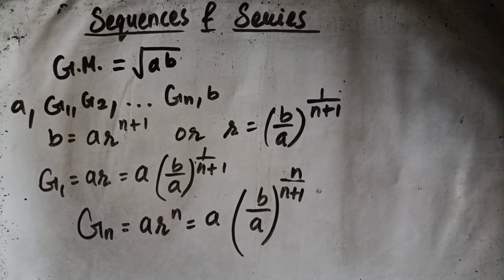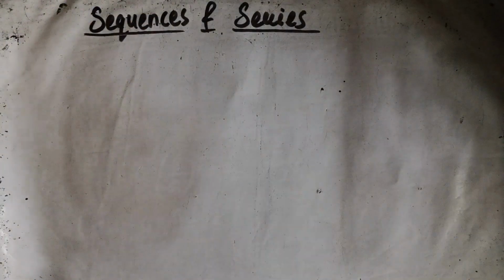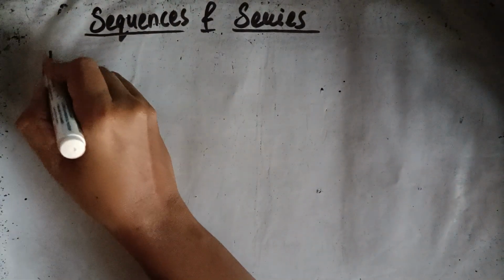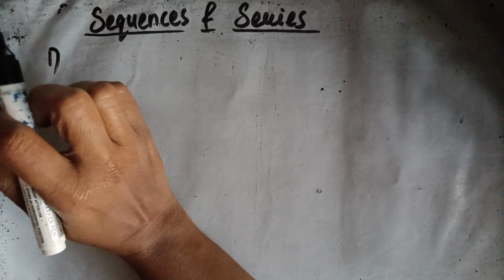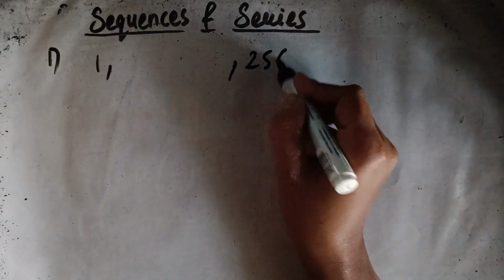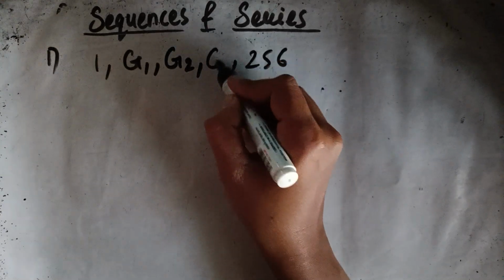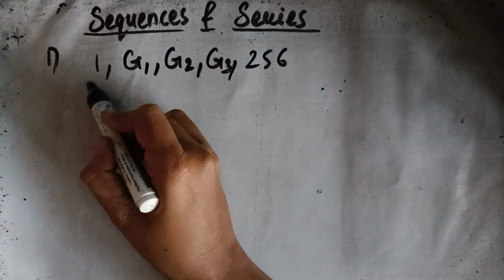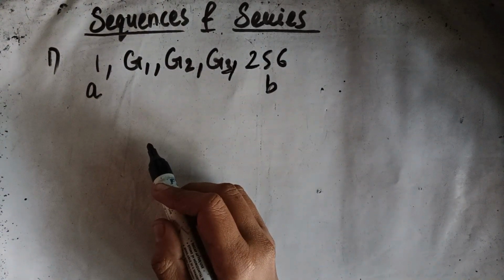Okay, let's see some examples. The example is given in the textbook. Insert three numbers between 1 and 256. So this is 1 and 256, and we have to insert three numbers, G1, G2 and G3. This is our a, this is our b, so we can find r.